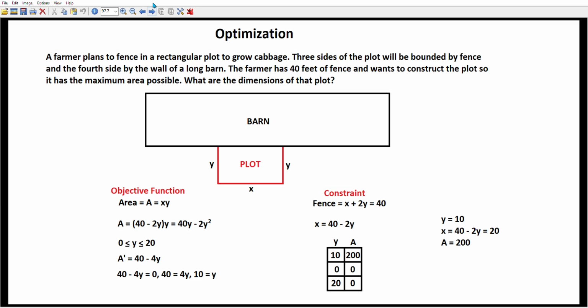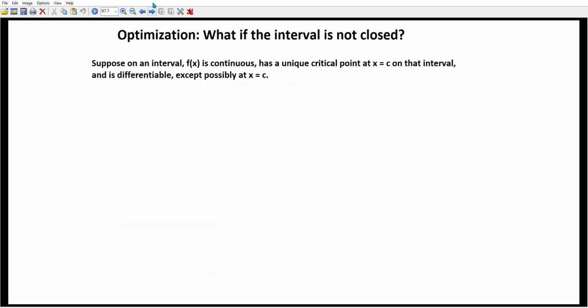Sometimes, however, our interval is not closed. But in such situations, if we have a unique critical point, we're still not in bad shape. Suppose on an interval, f of x is continuous, has a unique critical point at x equals c on that interval, and is differentiable, except possibly at the critical point. This allows for critical points where the derivative doesn't exist. But otherwise, we've got a differentiable function.